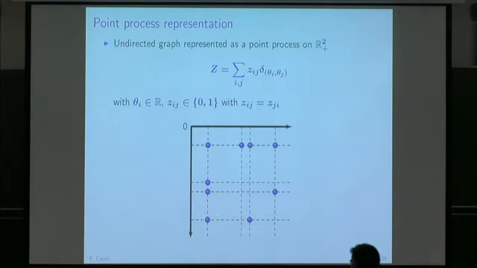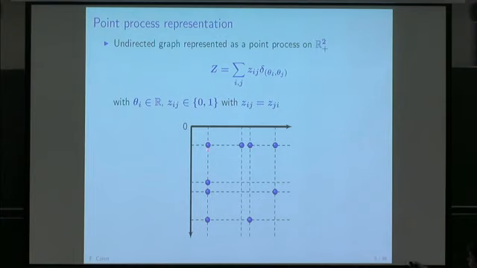So I now describe the representation of the graph. The way I will represent an undirected graph is as a point process on the plane. I will assume that each node has a location in R plus, denoted here theta i. You can think about theta i as a latent location of the node or the time of arrival of the node. And I will assume that there's a connection between node i and node j if there's a point at location theta i, theta j. So if this is the location theta i, theta j, there will be a point there if there's a connection between node i and j. This represents a self-connection of this node, etc.